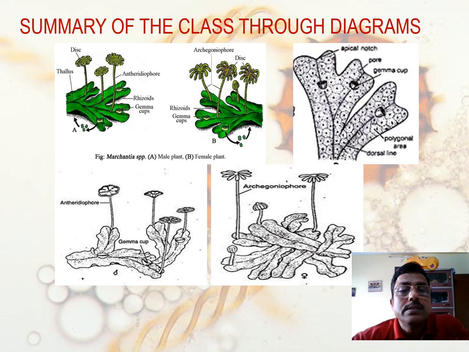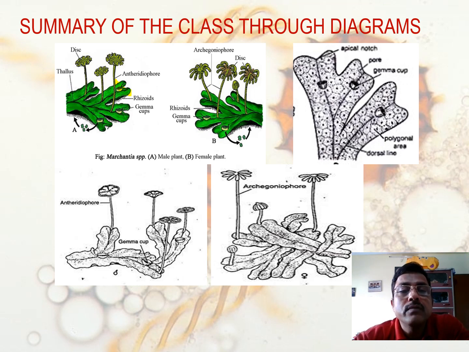Hello students, this is the summary of today's class through the diagrams. So all the structures belong to the morphology of the Marchantia gametophyte. If we see the first drawing, here we see the thallus is flapped, green in color, dichotomously branched. This is the dichotomous branching.